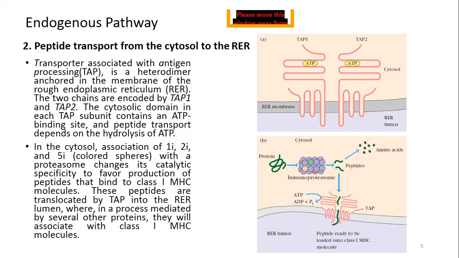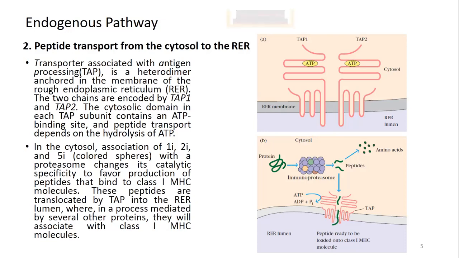In addition, it selects the peptides which are rich in hydrophobic or basic carboxyl terminal amino acids. If you remember, these were very useful for anchoring the peptide in the binding groove of MHC class 1. Thus, TAP is optimized to transport peptides that are most likely to interact with class 1 MHC molecules.